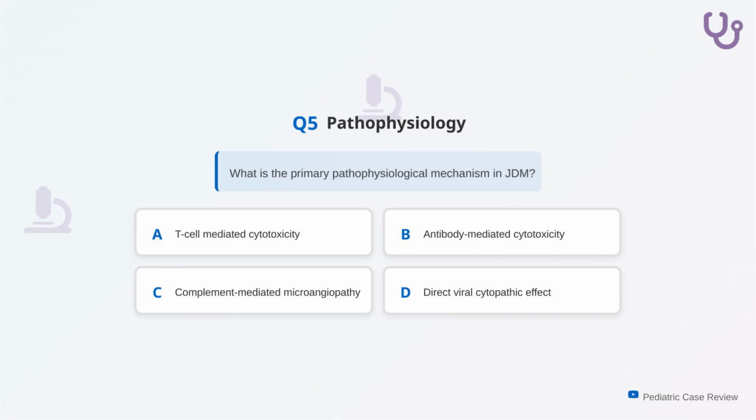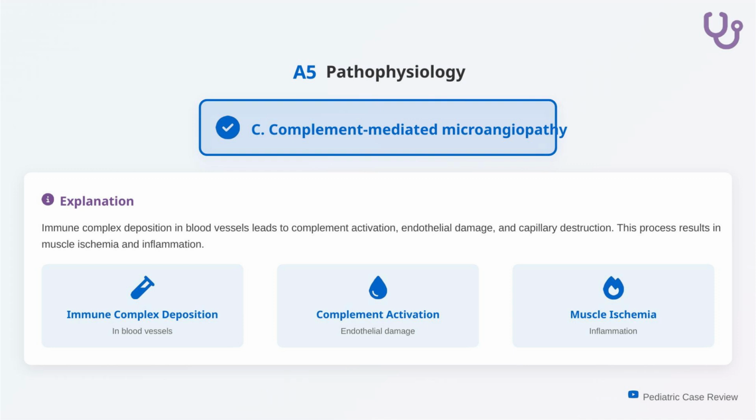What is the primary pathophysiological mechanism in juvenile dermatomyositis? A. T-cell-mediated cytotoxicity. B. Antibody-mediated cytotoxicity. C. Complement-mediated microangiopathy. D. Direct viral cytopathic effect. The correct answer is C.